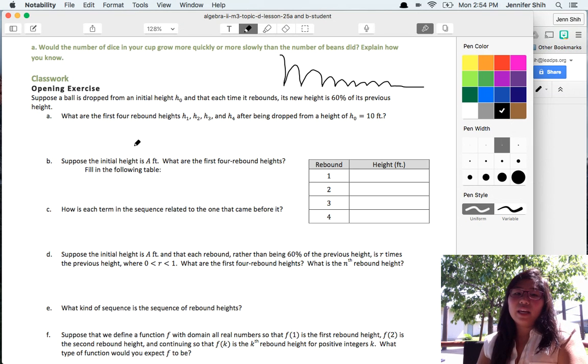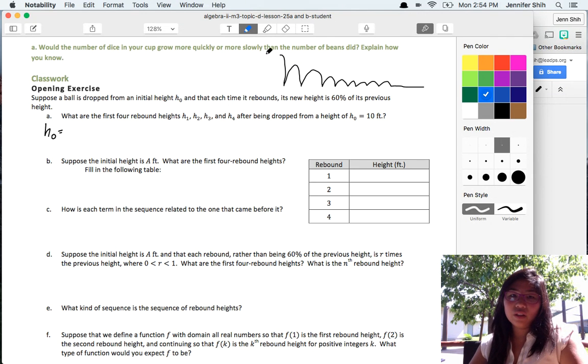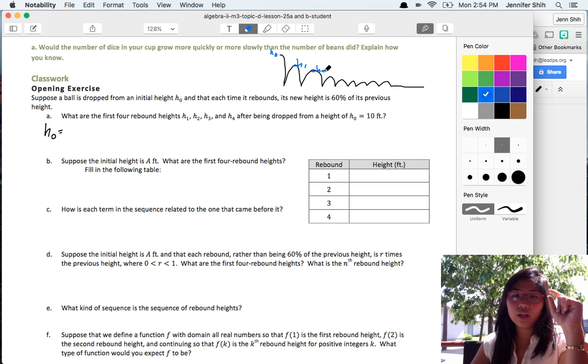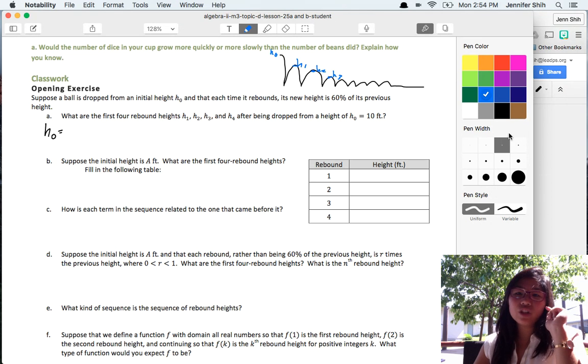Let's calculate our height. Our initial height is 10 feet. So what is H1, H2, H3? H naught, or H sub 0, means initial in all of your science classes. So this is H1, H2, H3. That's how it goes. In your notes, you should draw. We're going to draw this really well, but you should just sketch it right now. So H naught, we're going to start with 10.